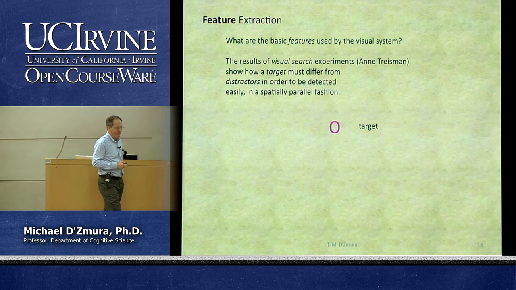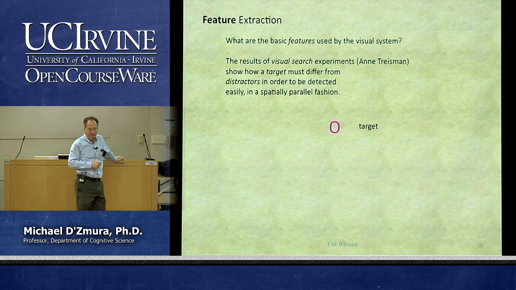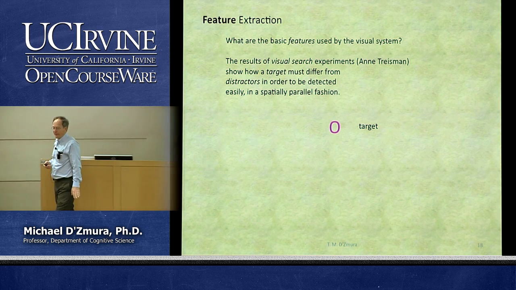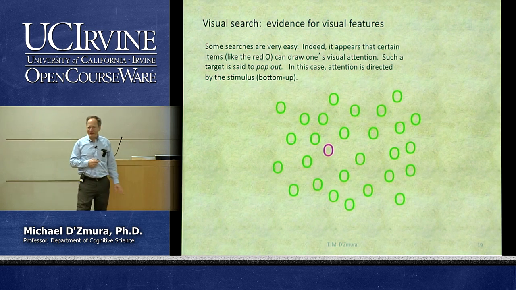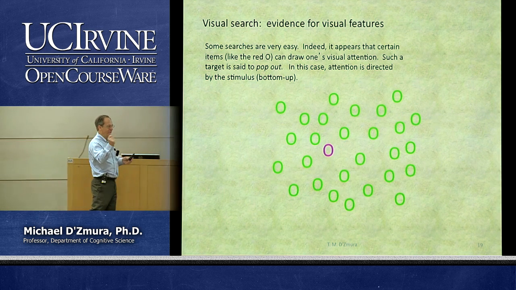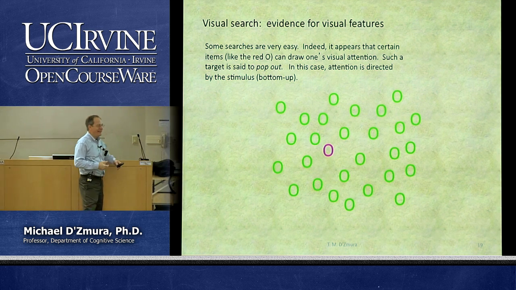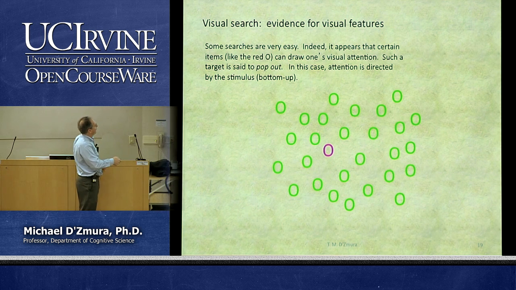So let me give you an example. Let's suppose that we are told that this red O is the target, and our job is to find that target. Is it easy? It's a piece of cake. In this particular example, we find that red O instantly. In fact, it doesn't take any work to find the red O; it finds us. It more or less pops out of this display.